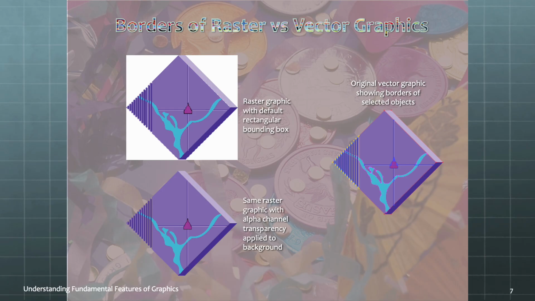Now you see the vector graphic with the individual objects highlighted with different colored lines. This is what the vector graphic looks like in Adobe Illustrator when you've selected all the objects in the graphic. Note how each object has a distinct edge or border. There is no rectangular bounding box for the whole graphic or any of its individual objects.